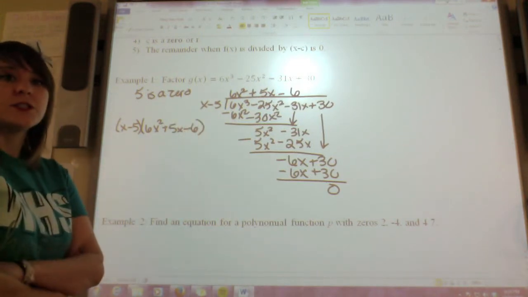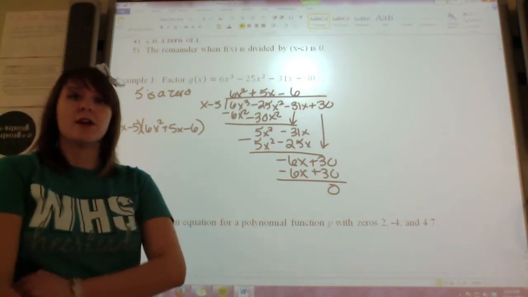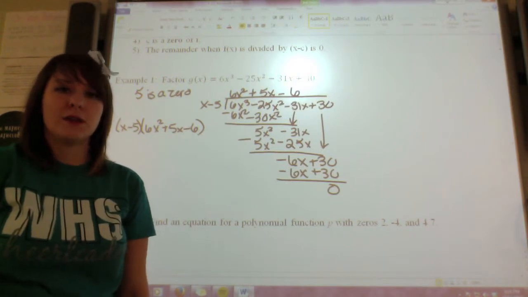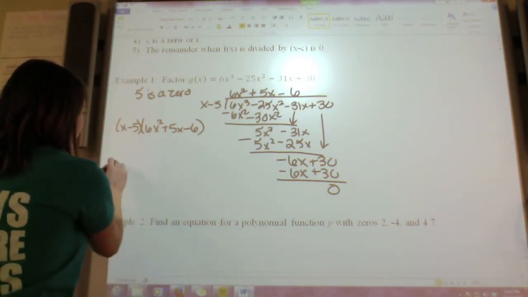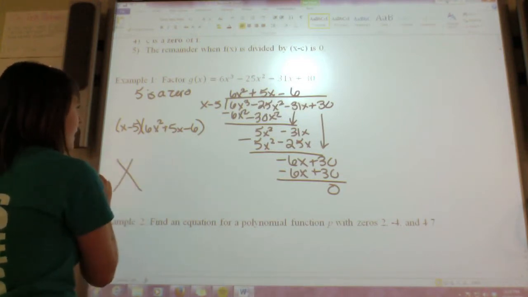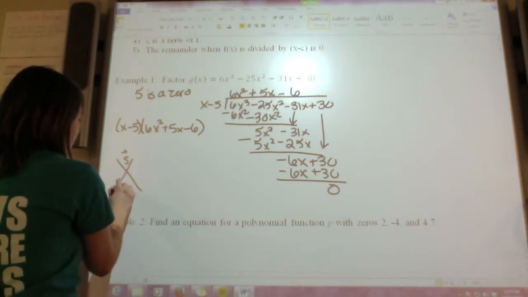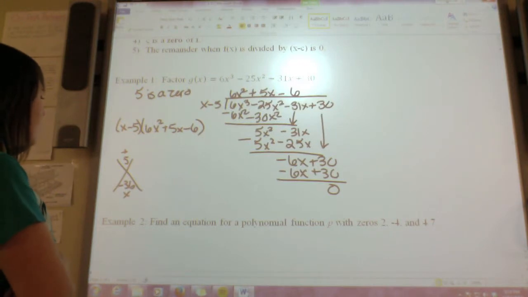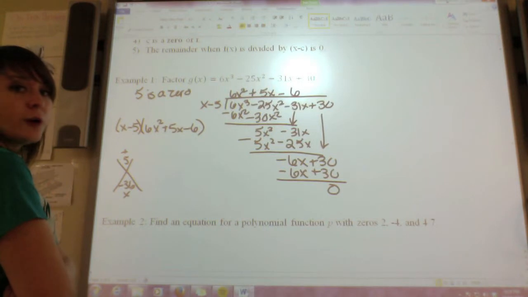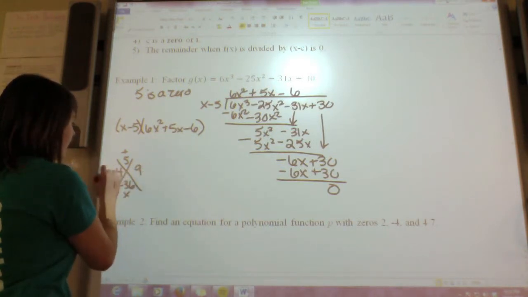Now looking at that function here, I need to think about how I can factor this down even further. So one way that you can do that is using your x game. So let's go ahead and try that. I know that I'm looking for two numbers that add up to 5 and then multiply to negative 36. Okay, so two numbers that add up to 5 and multiply to negative 36. Right off the top of my head, I think of 9 and 4. So I know that I'm going to have a positive 9 and a negative 4.